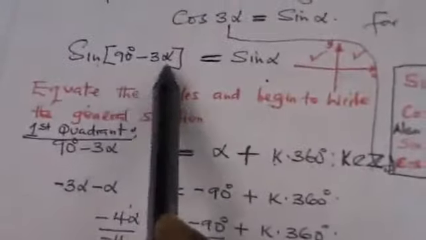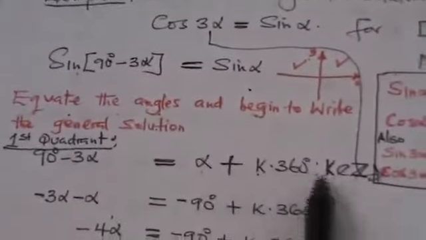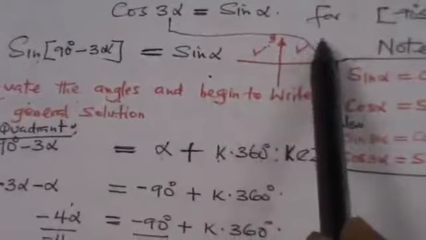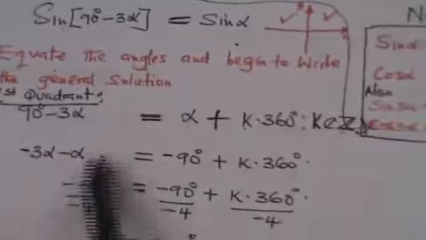So what did I say? When the ratios are the same, equate the angles. Just pull out the angles 90 minus 3 alpha, which we have here, and alpha alone, and begin to derive the general solution. That is your first quadrant. That will always be your first quadrant. And then transpose alpha onto the left, it becomes a minus.